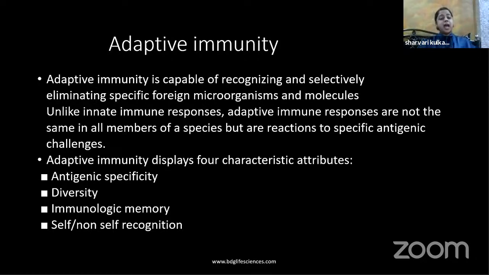Now, adaptive immunity has four very important attributes: antigenic specificity, diversity, immunologic memory, and self-non-self recognition. Specificity, as we saw, it is highly specific to antigen. One specific antigen will have one specific antibody. Diversity meaning it is highly diverse. Memory means it keeps in the memory so that second exposure is a heightened immune response. Self non-self recognition is it will differentiate between self antigen and non-self antigen. It has to be there, right? If it is not there, then it leads to disorders like autoimmunity.